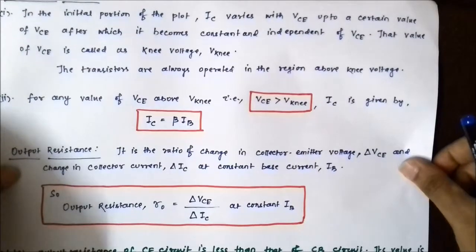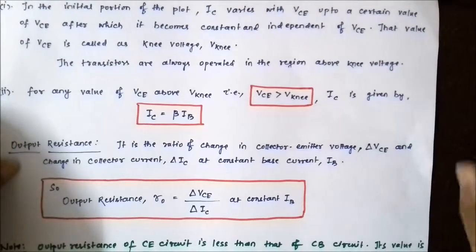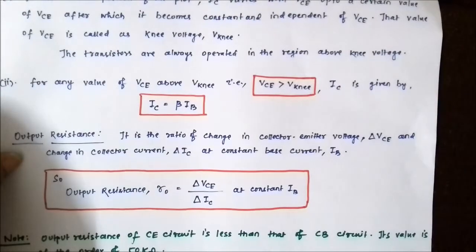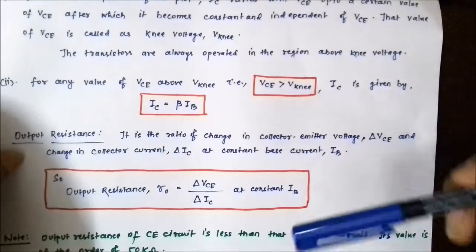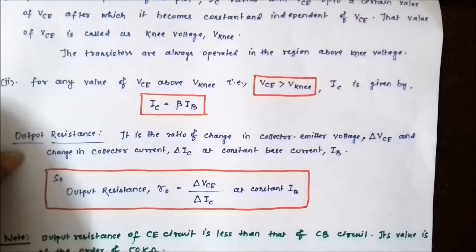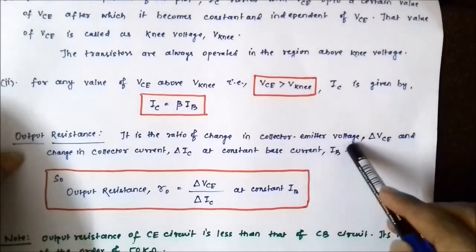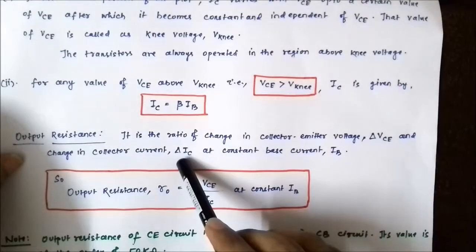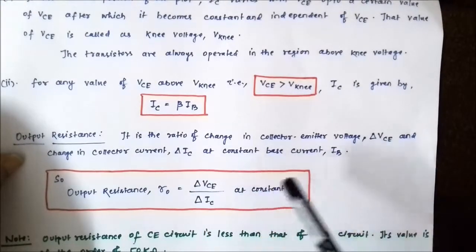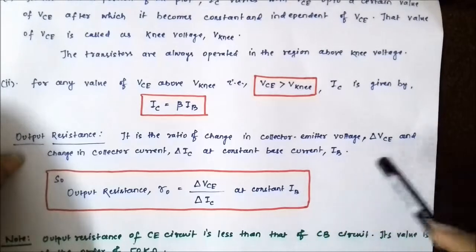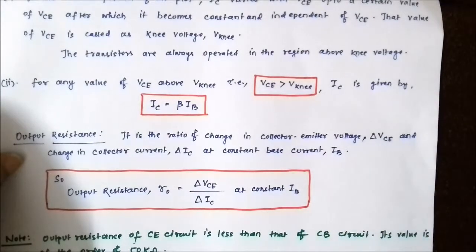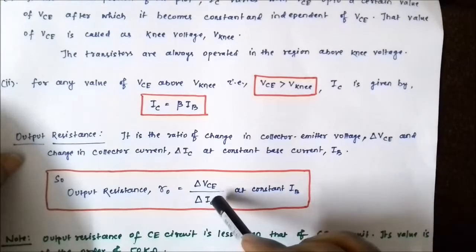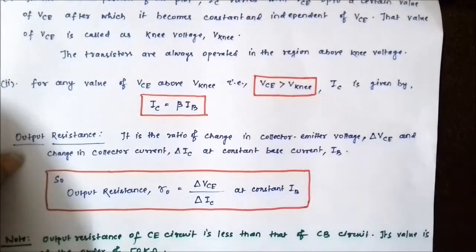Now the important thing related to output characteristics is the output resistance. The basic definition is the ratio between the change in output voltage, which is the collector emitter voltage, and the change in output current, which is the collector current, at constant input current, which is the base current, for a common emitter configuration BJT. So the output resistance is mathematically written as delta VCE by delta IC at constant IB.